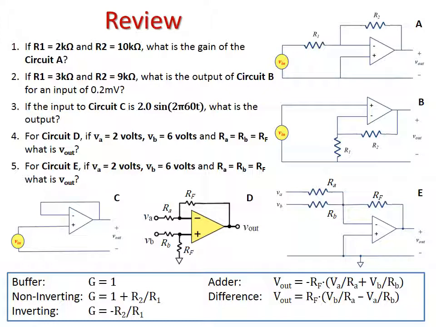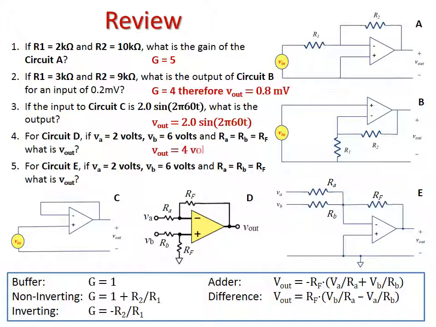Check your solutions for this one. Gain of 5. Gain of 4 times 0.2. Our V out equals 2. We have our V out equals 4. We have our V out equals 8. So we have those as answers there.